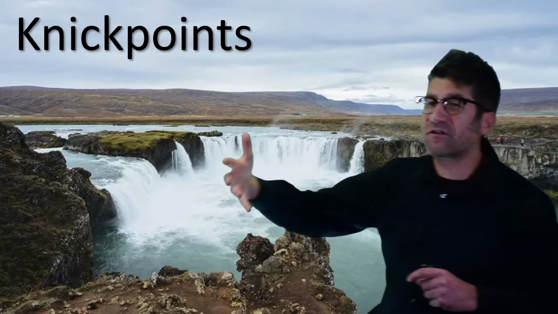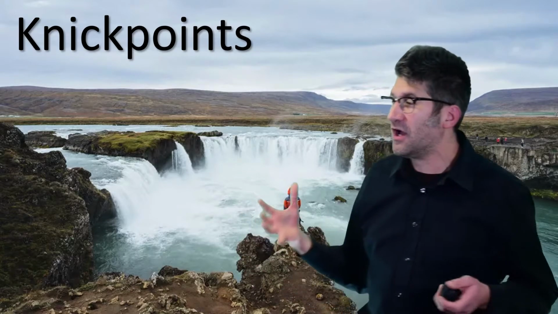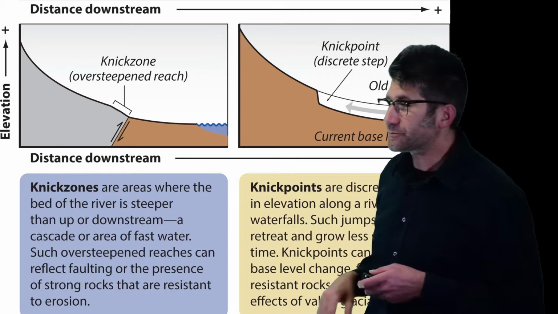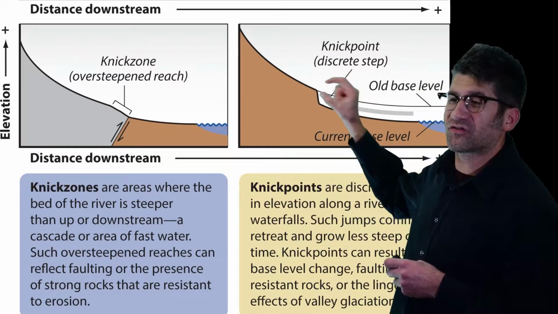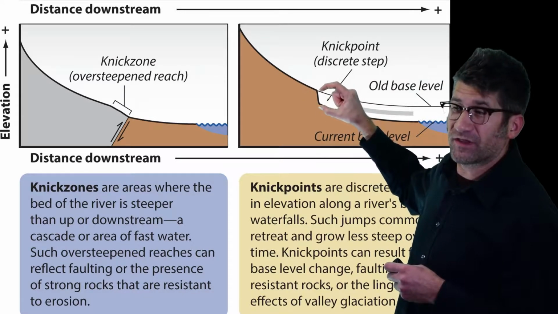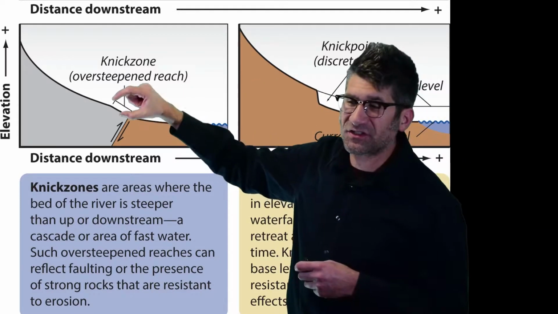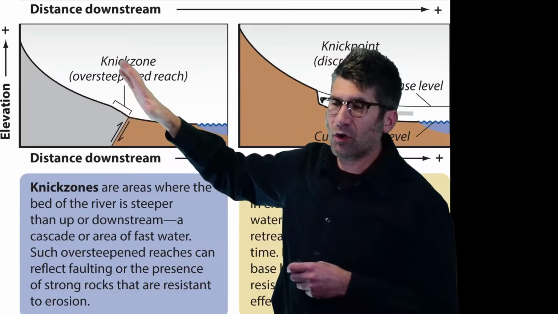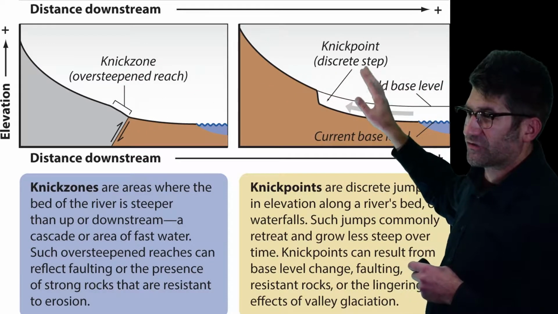There are many different causes of nick points that can help us to understand the geomorphic history of a region. This particular one is from Iceland right here. Generally we divide nick points into two forms. If you have a discrete step waterfall in the channel, like right here, we call this a nick point. If we get instead just a section of the river that's oversteepened relative to above and below, we'll call that a nick zone. So it's an oversteepened reach versus a discrete nick point.